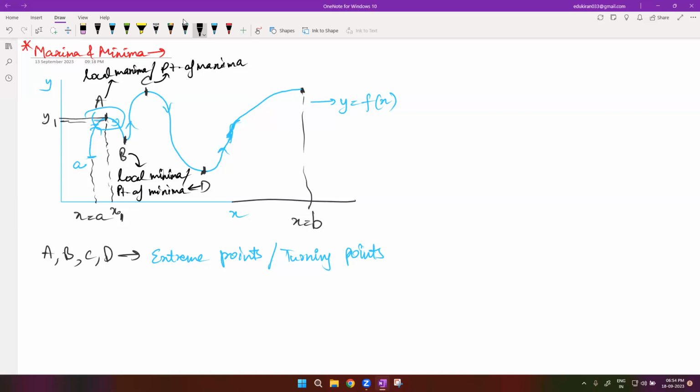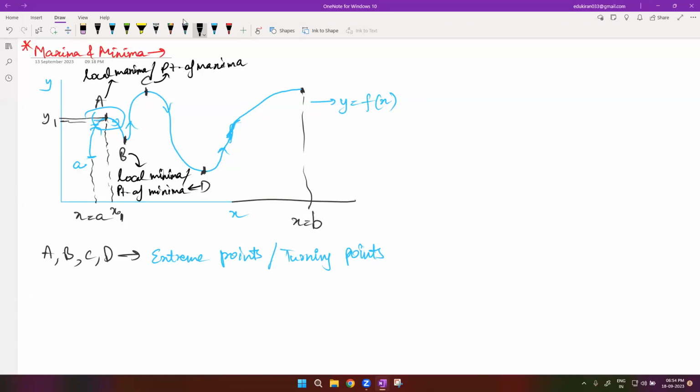By turning points or extreme points, we only mean that these points can be either local minimum or local maximum. By local minimum, the value of the function at these points will be lowest in its neighborhood. By local maximum, the value of the function at these points will be maximum in its neighborhood. Whenever we say maximum and minimum, we are saying it in the neighborhood. These points are local minimum and local maximum.